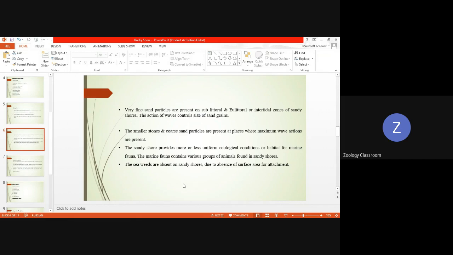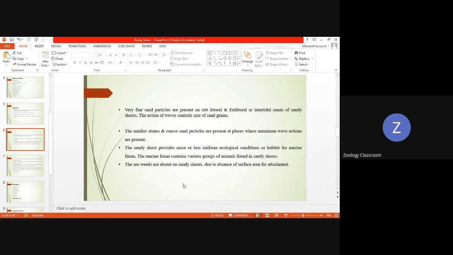The action of waves controls the size of the grain. So it depends on to what extent this shore is subjected to wave action. Smaller stones, coarse particles are present at places where maximum wave action is present. So sandy shore provides more or less uniform ecological conditions or habitat for marine fauna, which contains various groups of animals found in the sandy shore.